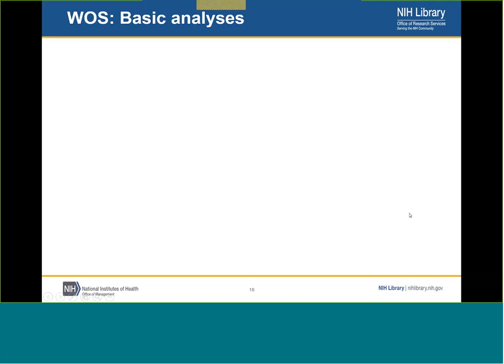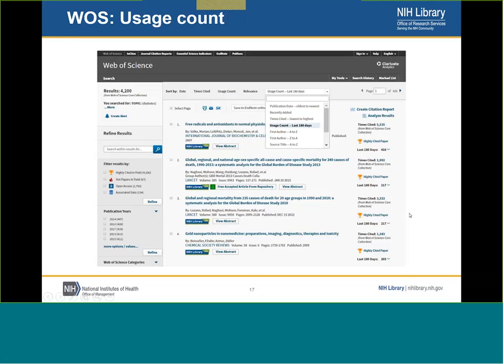Okay. All right. And then the next thing is the usage count that I have shown you already. So when you click on the usage count, you will be able to sort your publications based on the usage and see what are the papers that have been downloaded or saved most during the past 180 days.